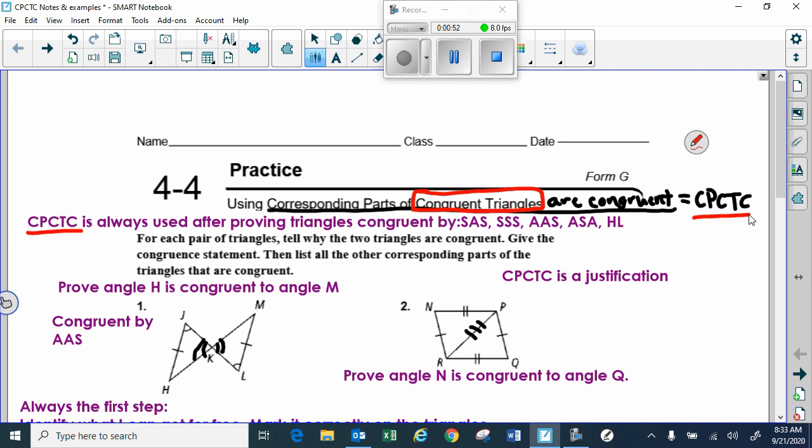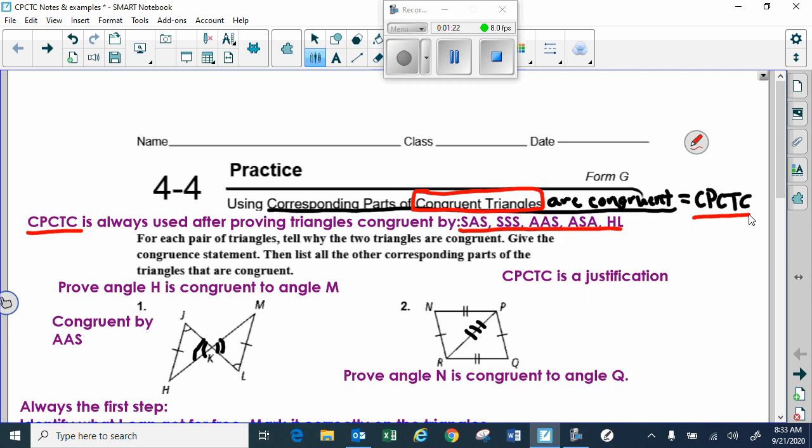And how do you prove them congruent? By one of those 5 ways we just did the other day: side angle side, side side side, angle angle side, angle side angle, or hypotenuse leg. Okay. So after you've proven triangles congruent, you still have other markings within the triangles, corresponding angles or sides that haven't been marked yet. And then you're able to say any of the other corresponding sides or angles that haven't been marked already are all now congruent.